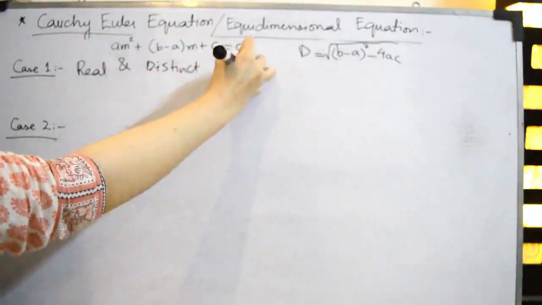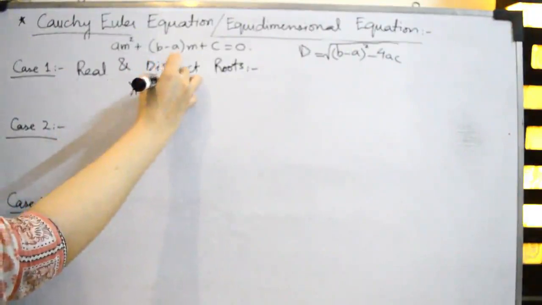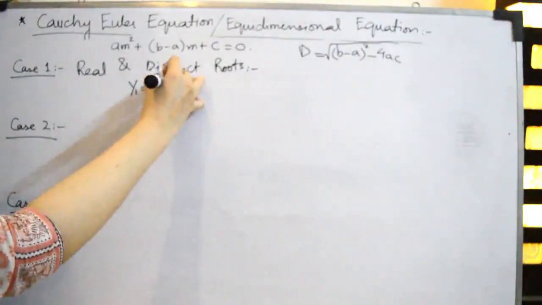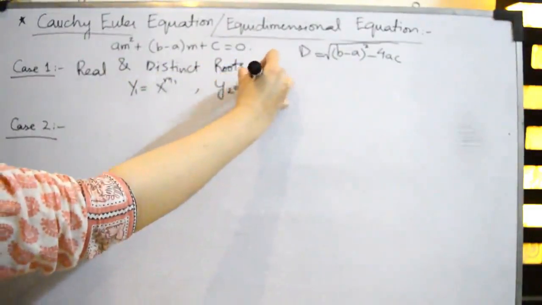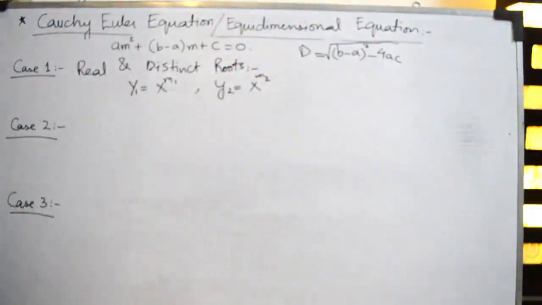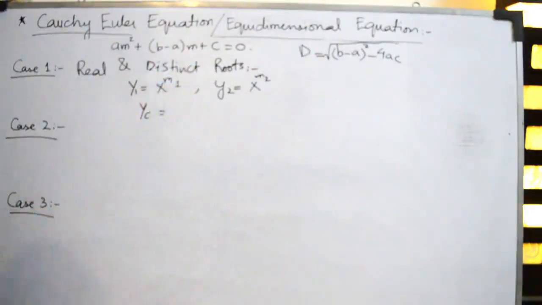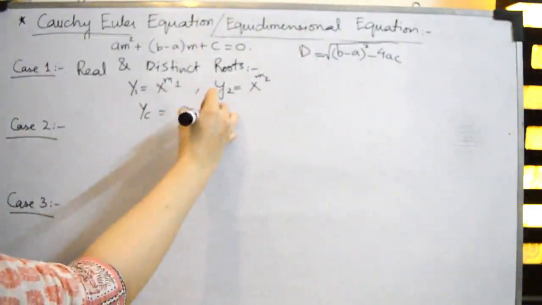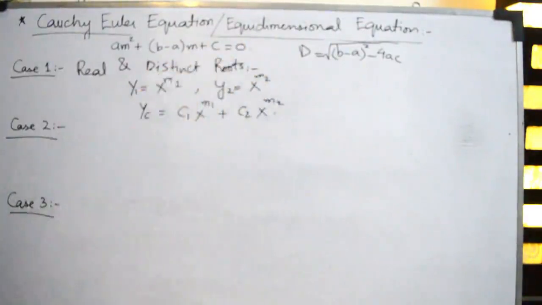That means if one root is y1 equals x to the power m1, and the second root is y2 equals x to the power m2, then the general solution is basically the complementary solution. So the general solution yc of the Cauchy Euler equation is c1 x to the power m1 plus c2 x to the power m2 for real and distinct roots.